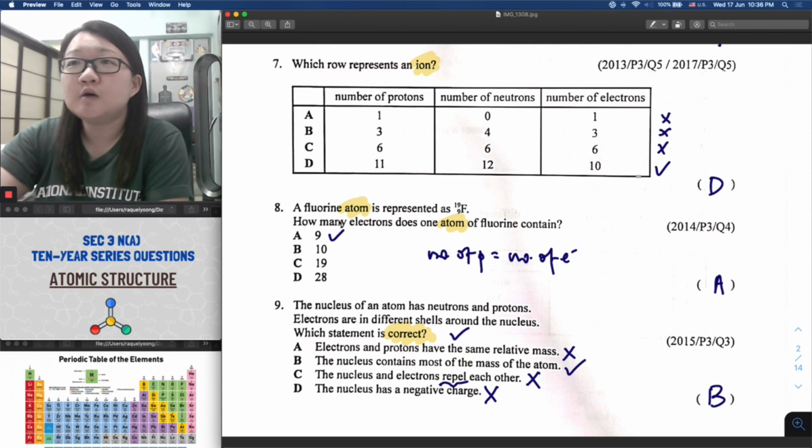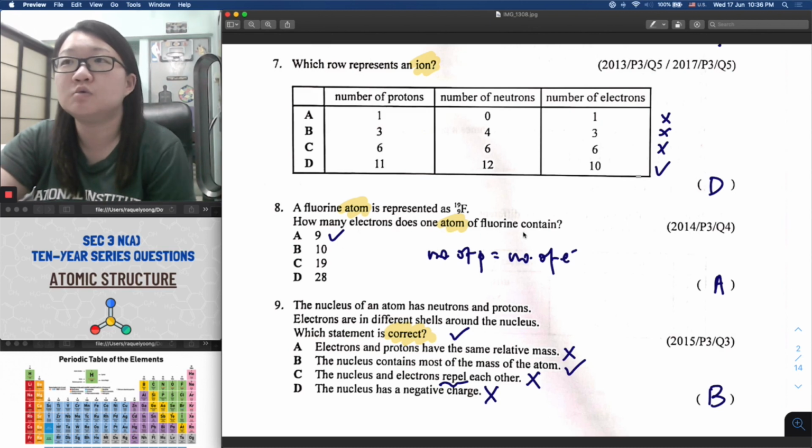Question 8. A fluorine atom is represented as follows. How many electrons does one atom of fluorine contain? Okay, so back to this relationship, right? Because this whole question is just talking about atom, so very simple. You just need to use this relationship. Number of protons equals to number of electrons, right? The smaller number represents the proton number, so that will be 9. So number of electrons that one atom of fluorine would have is 9. Okay, so the answer is A.